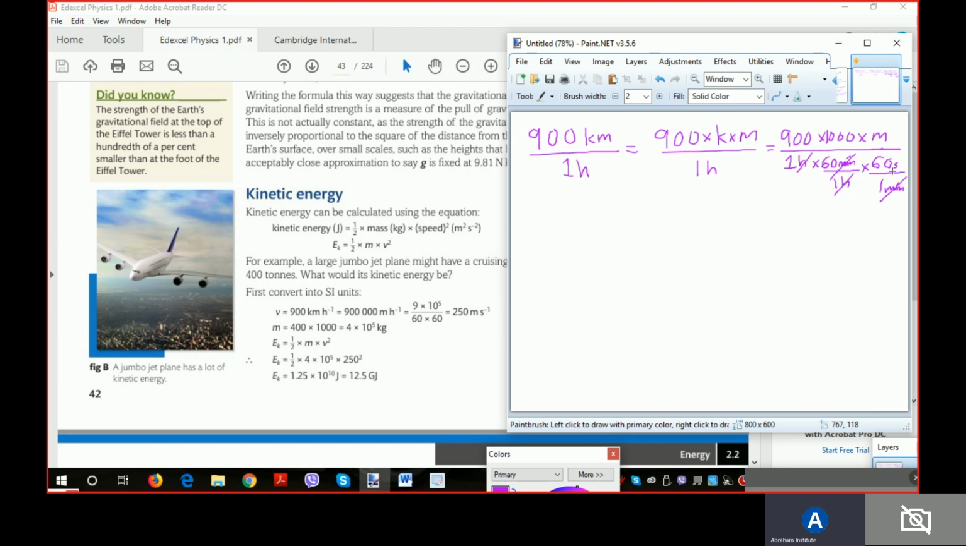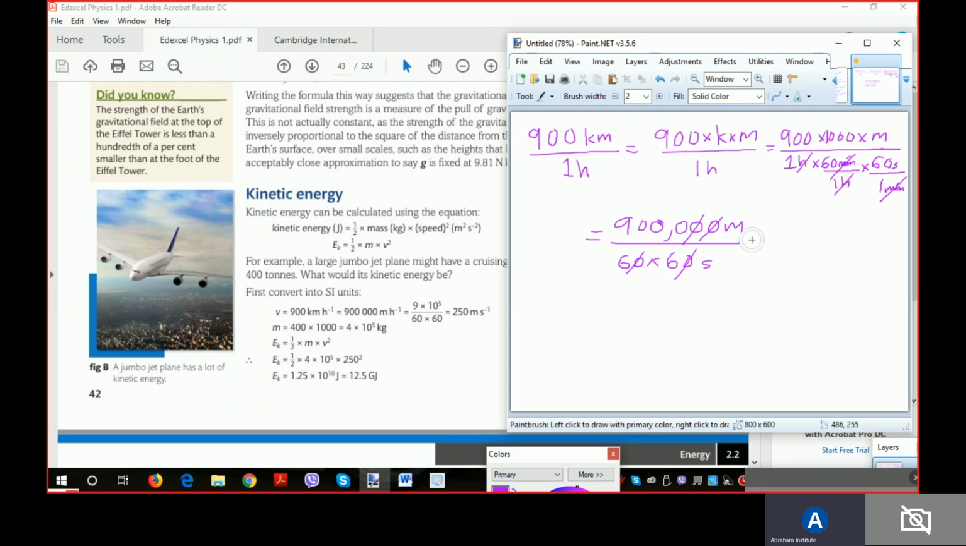Now the unit that is in the numerator is seconds. Can you see all the other units cancel out? The unit will be seconds in the denominator, and in the numerator it is meters. So 900 times 1000 is 900,000 meters in the numerator, and 60 into 60 seconds in the denominator. So those zeros cancel out, and we can write this as 3 into 2. Okay, if you want, 6 into 6, 36 also we can write.